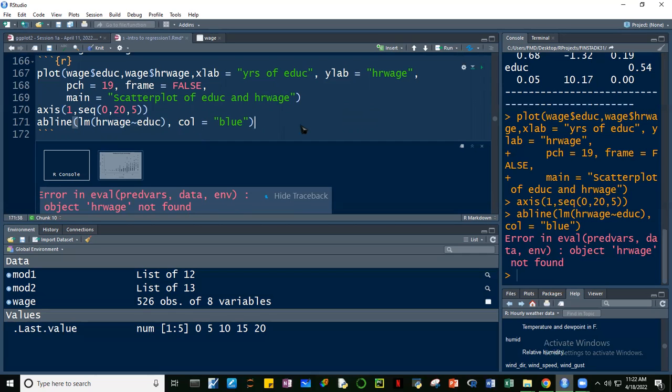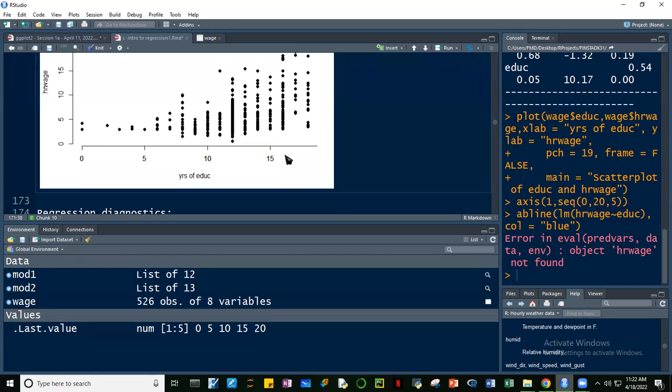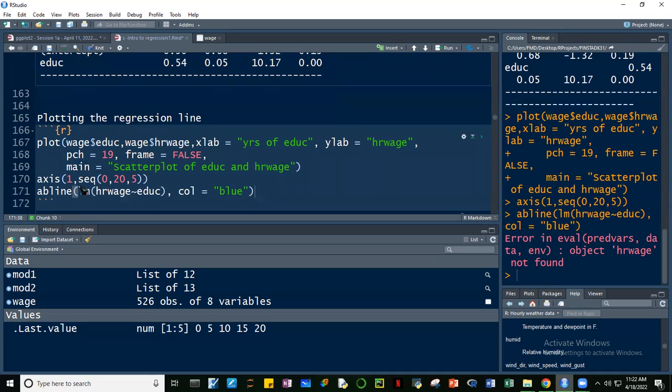Hello, guys. Hindi nag-work yung AB line, guys. Pero yung plot natin, nag-work siya. Kaso wala yung regression line. Nag-work yung axis natin, yung x-axis. Okay, x-axis sequence from 0 to 20 by 5. When will this work, guys? Anyone, please? Any suggestion?